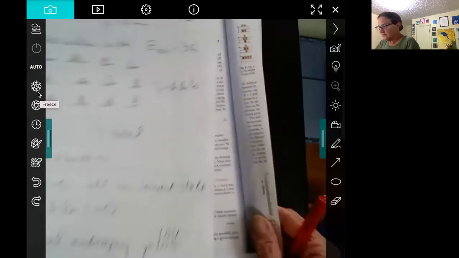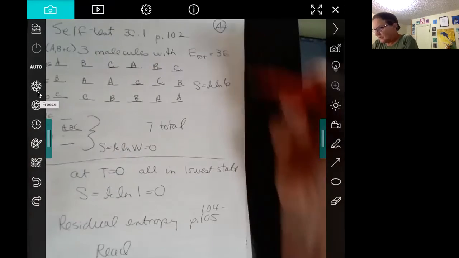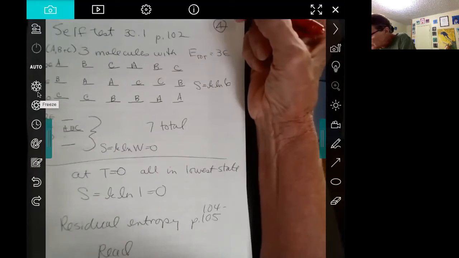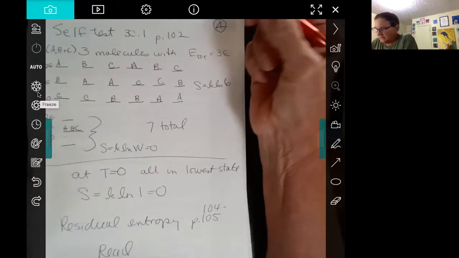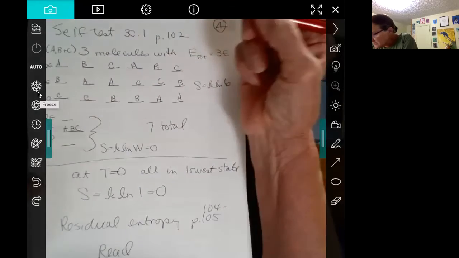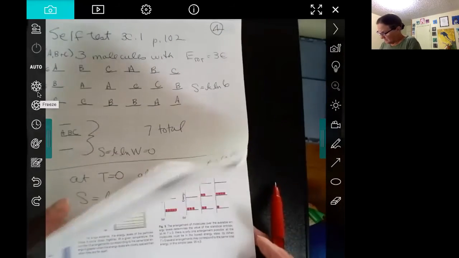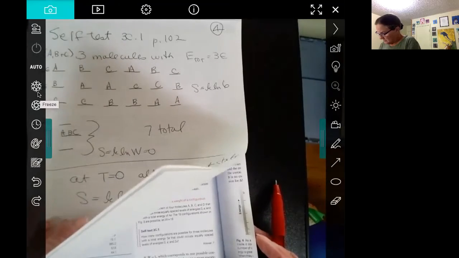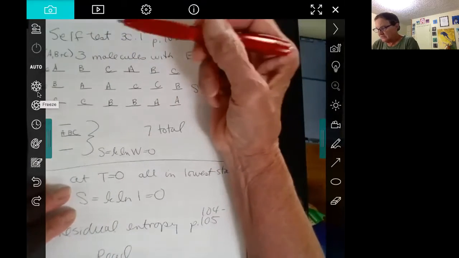This one right here. So when we look at it, yeah, I wrote them all out. So 3 molecules, let's see. And I labeled them A, B, C. Yeah, so each molecule is labeled A, B, or C.